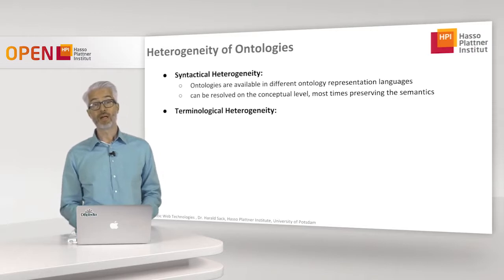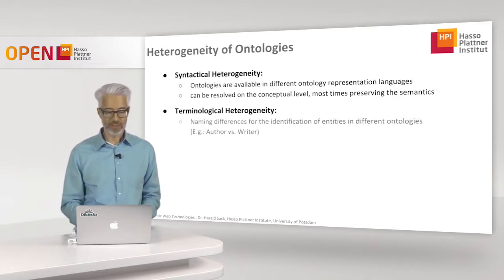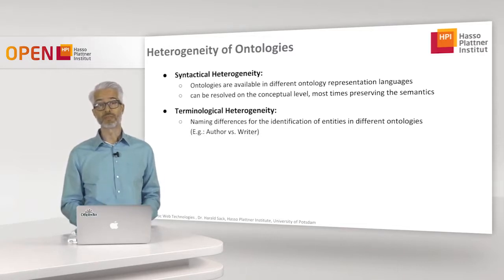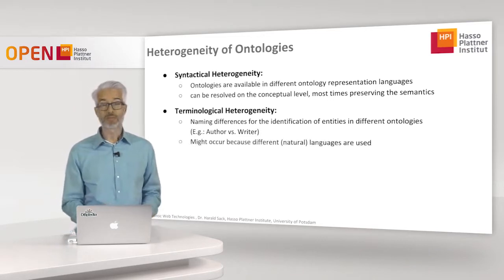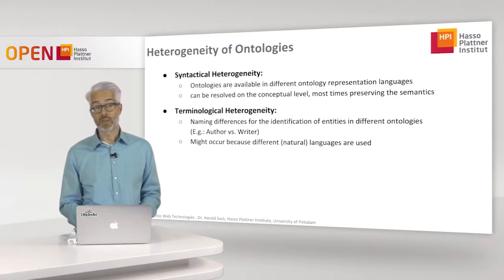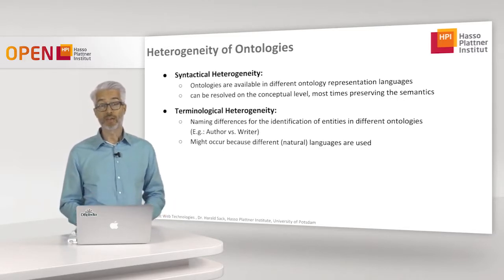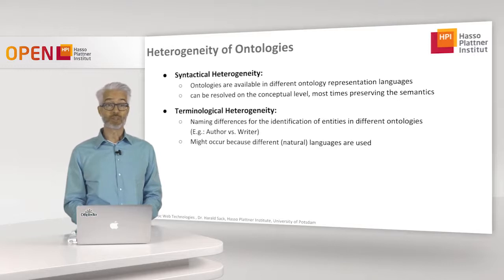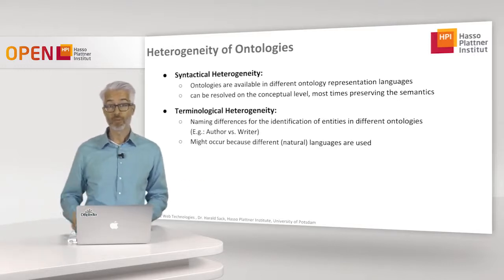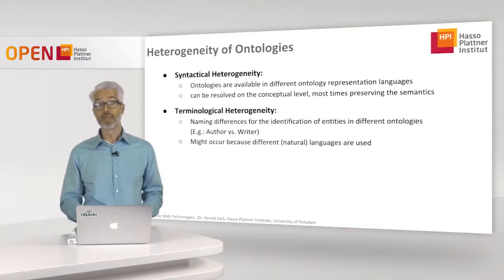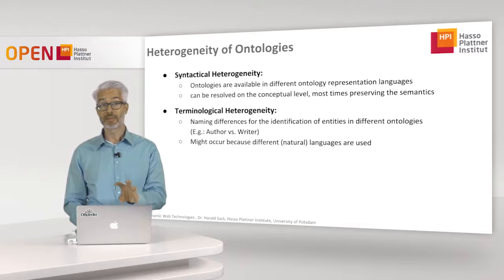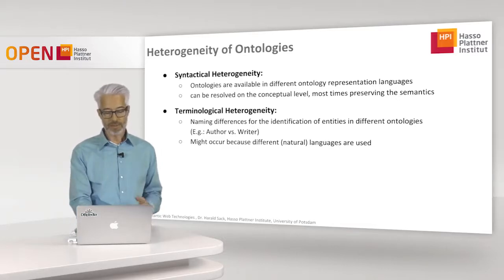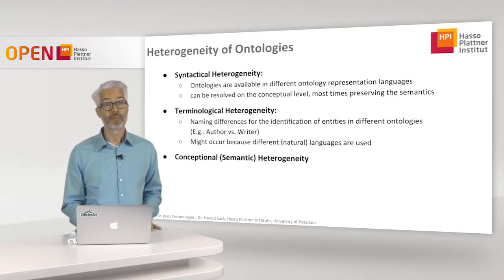Then also you have the so-called terminological heterogeneity. What is that? So this is also quite simple. So here we have naming differences for the identification of the entities in different ontologies. And of course this might occur, for example, the easiest way is if two ontologies have been created in different languages. The one has been created in English, the other has been created in French. And then, of course, the mapping cannot simply look at the names. There must be a terminological mapping. So this is a terminological heterogeneity. And this might also be solved rather easily.